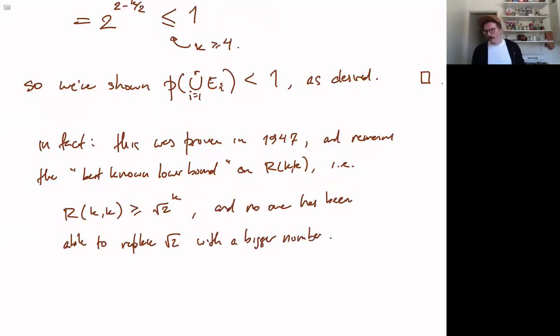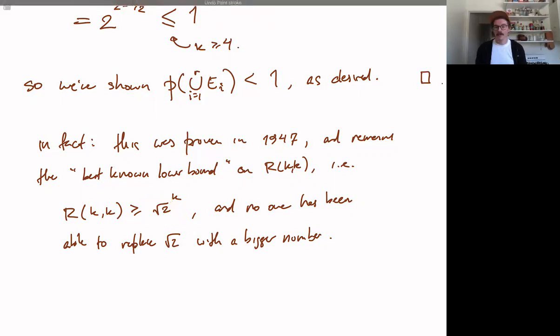So this is an exponential lower bound, and if you increase the factor of growth, then that will give you a better lower bound. But the point is that no one has ever done that, at least for this, so far. This is still the best known lower bound.